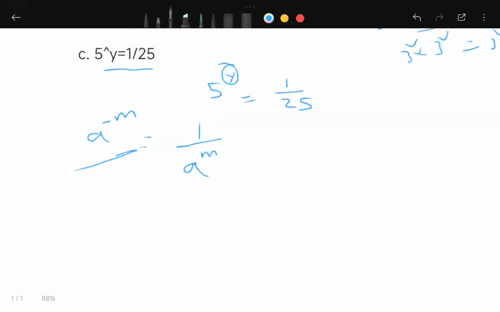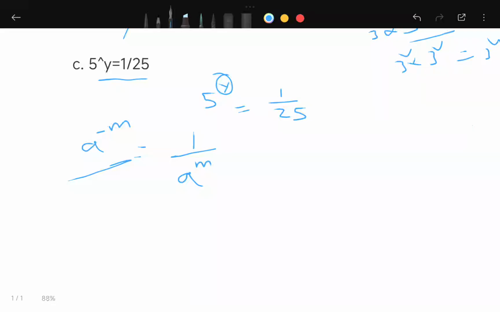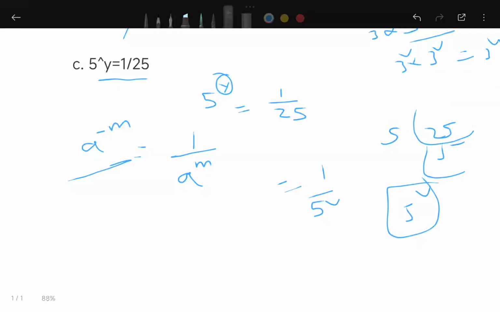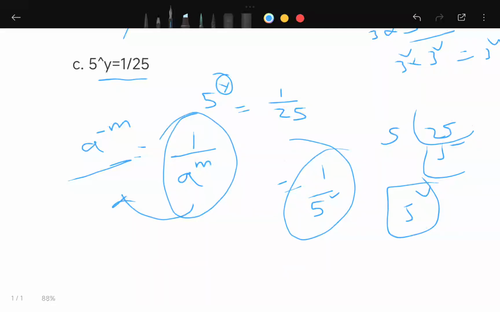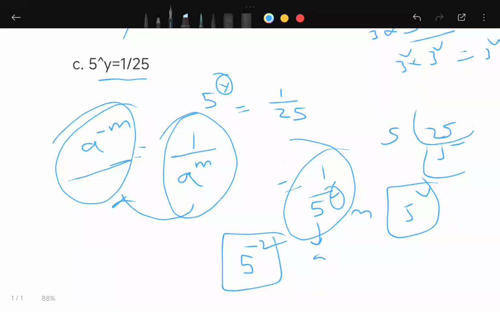So let us see. Okay, 25. Let us prime factorize 25. It is divisible by 5. 5 into 5 is 5 square. So 1 by 25 is 1 by 5 square. If you see this, 1 by 5 square is in the form of 1 by a power m, which implies a power minus m. Here this is a and this is m, so it becomes 5 power minus 2.